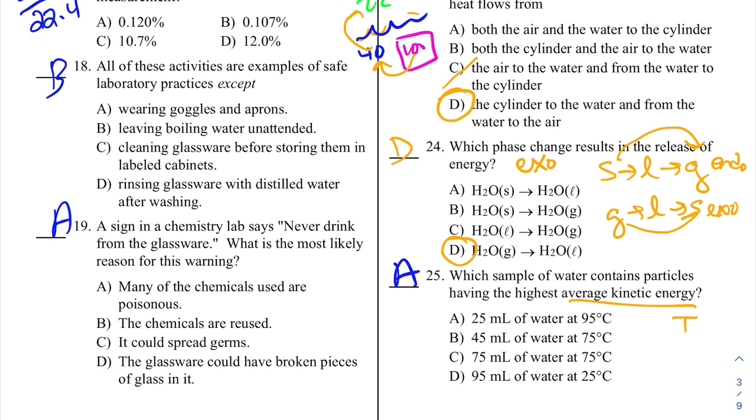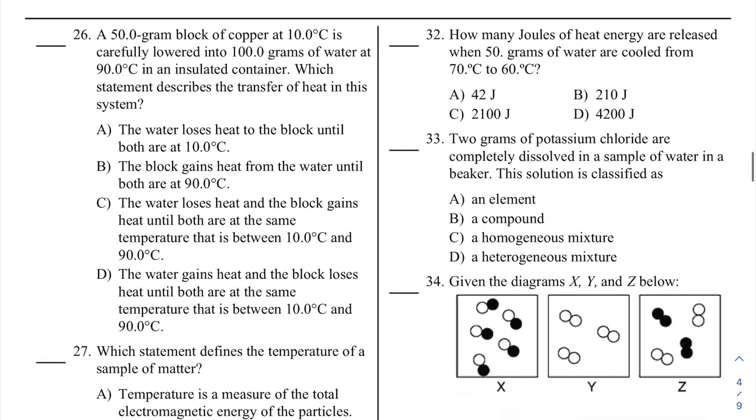So 25 is number, part A, 95. All right, don't forget, we've got to read because I got the last one wrong. The transfer of heat is from hot to cold. A 50-gram block of copper at 10 degrees is carefully lowered into 100 grams of water at 90. So at 90, the water is hotter than the block. So the water loses heat to the block.